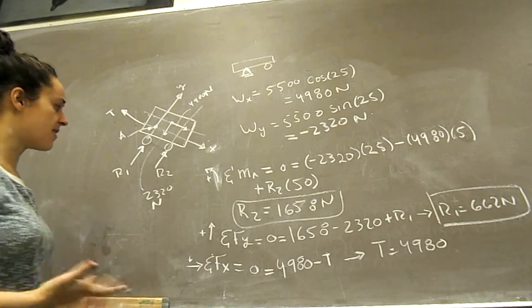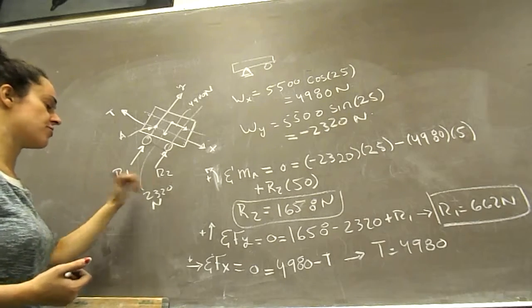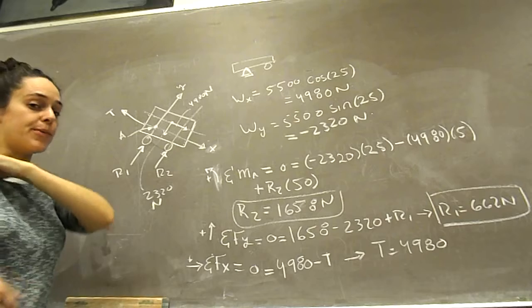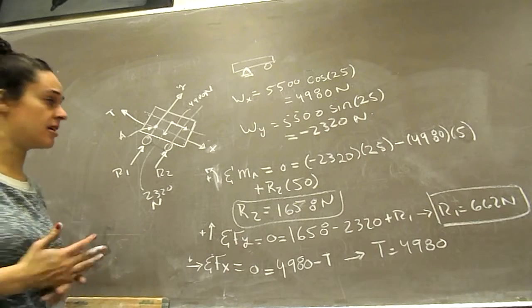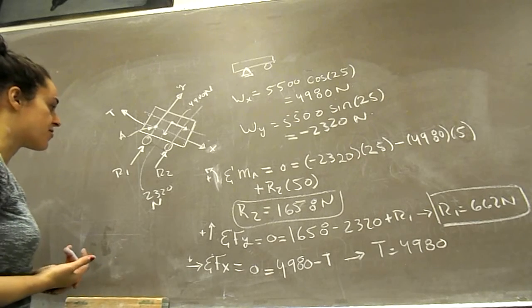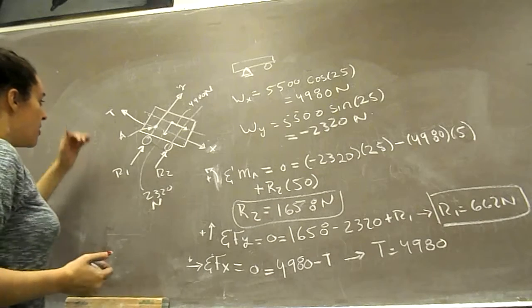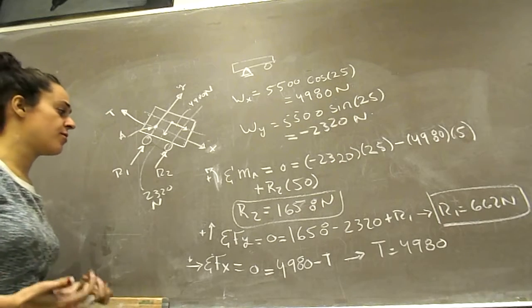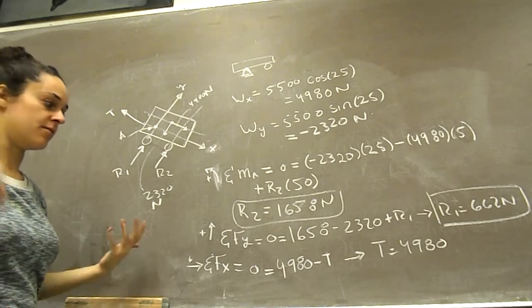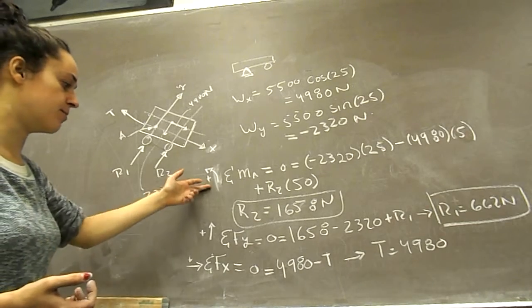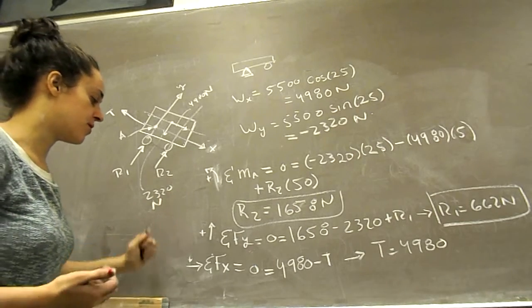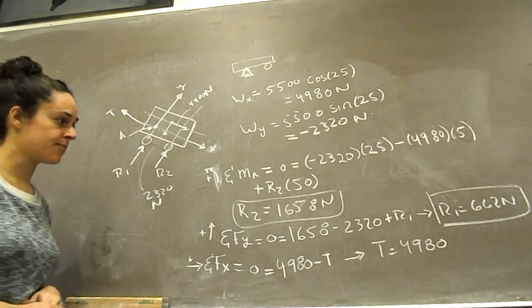The only caveat here is that we have 2 reaction forces, R1 and R2. Basically they're the normal force. It's not really much different from what you guys have been doing. And then we have a tension. So we have 3 unknowns. How many equations do we need? 3. And that's what we have: sum of moments, sum of forces in the Y, and sum of forces in the X.